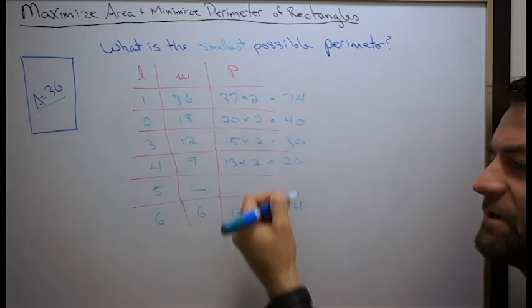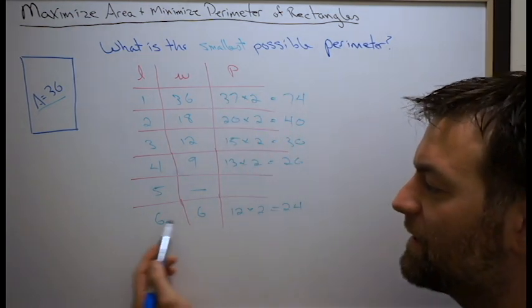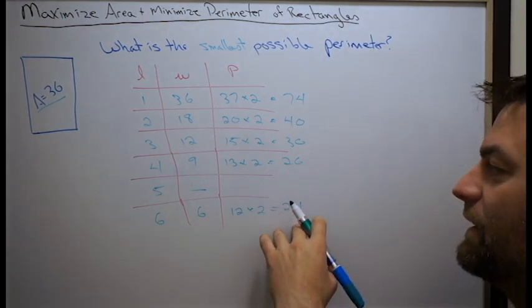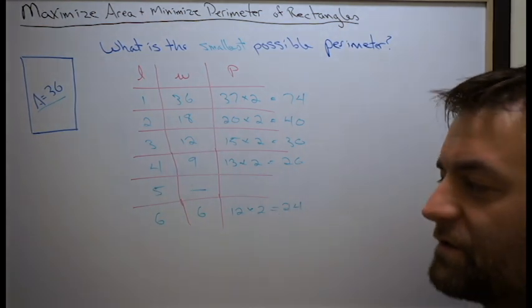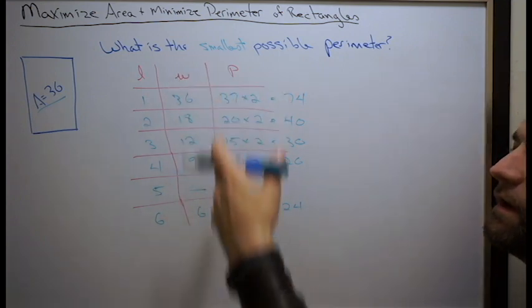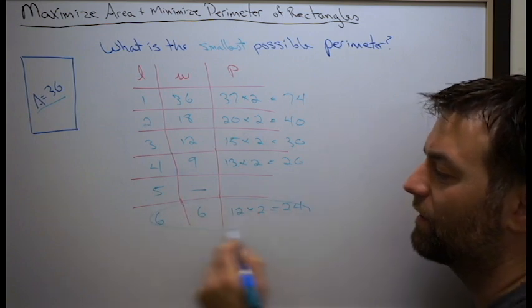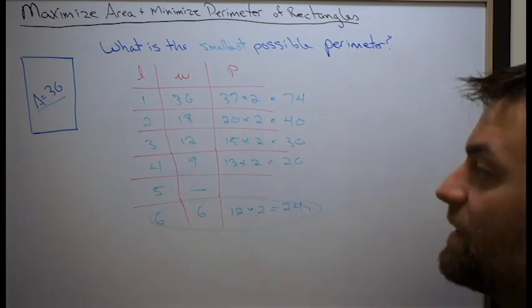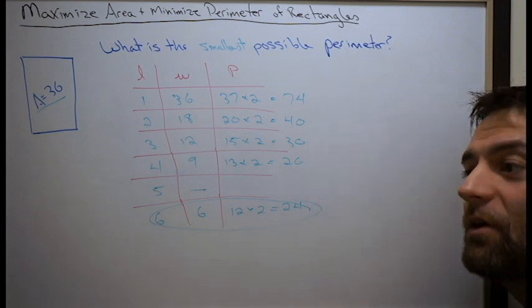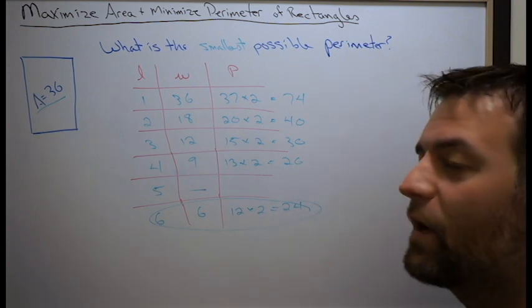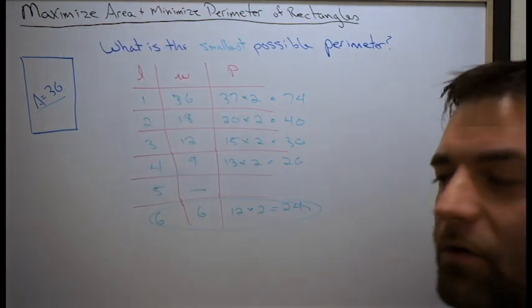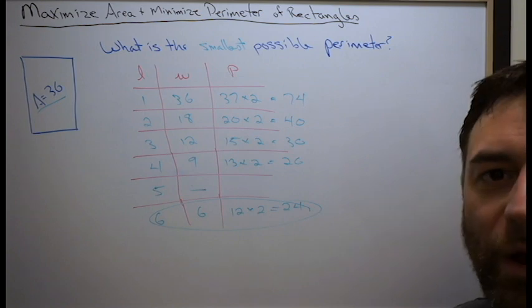You see these numbers are continually going down until we get to 6 by 6, and then it reverses again and continues up: 26, 30, 40, 74 as the numbers go back up on this side. So here we have our minimized perimeter for this area. The smallest perimeter is also found in a square. So you can maximize area and minimize perimeter of a rectangle by creating a square.